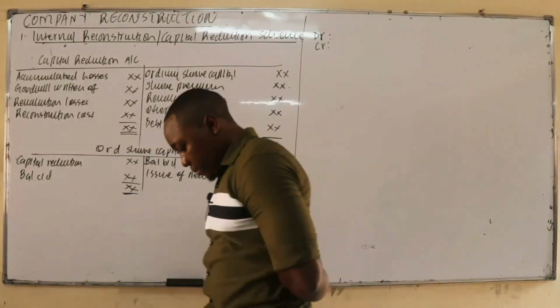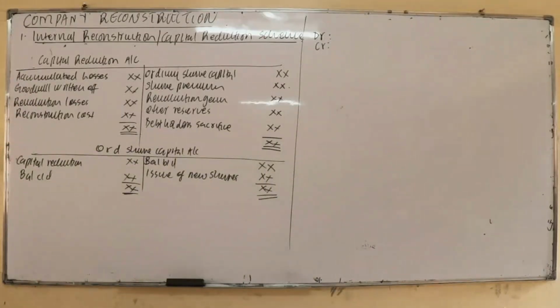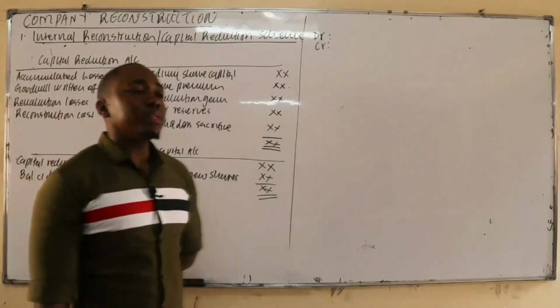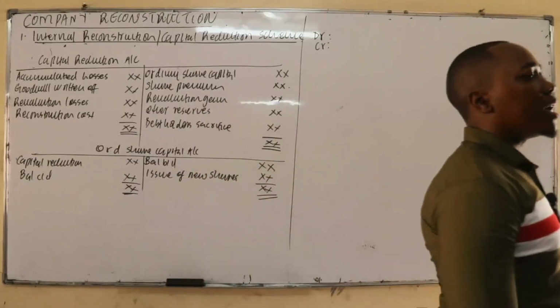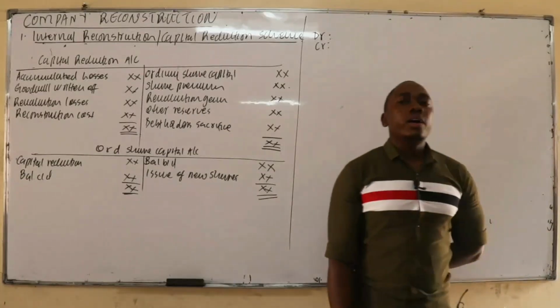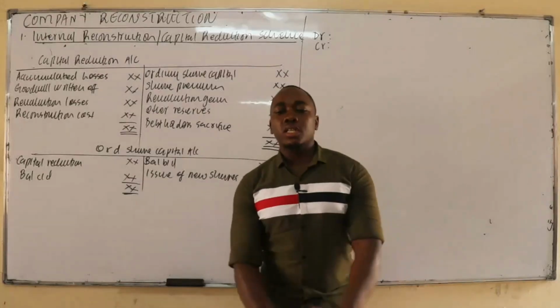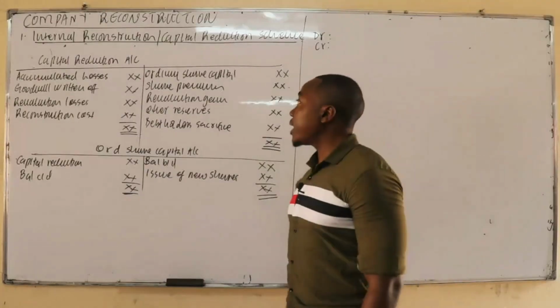Another one, reconstruction cost incurred. You debit capital reduction account. You credit cash/bank account.